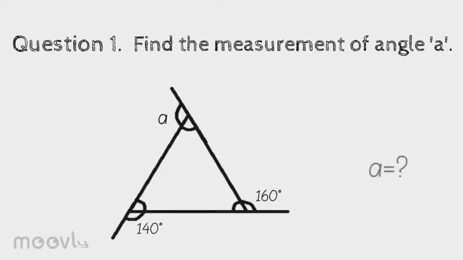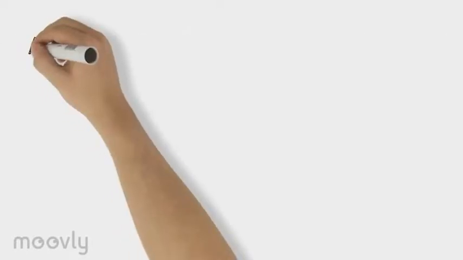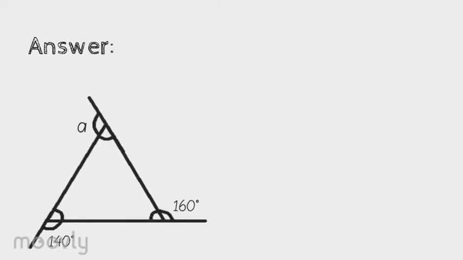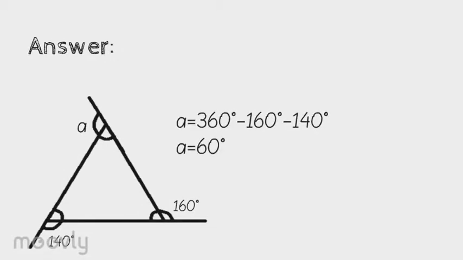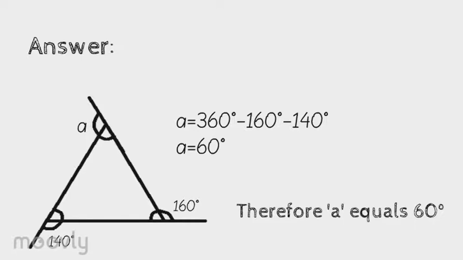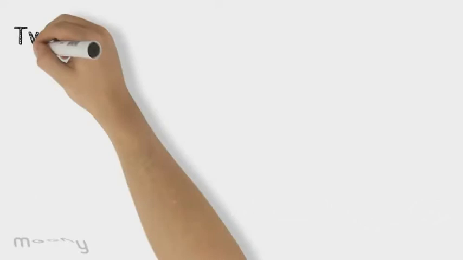Question 1. Find the measurement of angle A. If one exterior angle is 140 degrees and the other is 160 degrees, what does the third angle, which is A, equal to? Answer. To get the right answer, you have to subtract 160 degrees and 140 degrees from 360 degrees, and when you do that, you get the answer 60 degrees. Therefore, A equals 60 degrees.